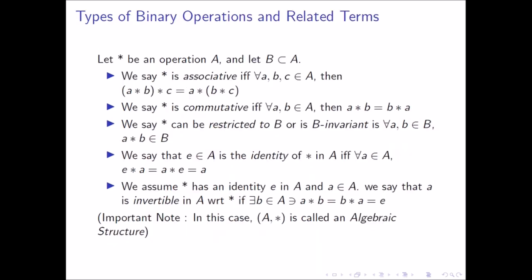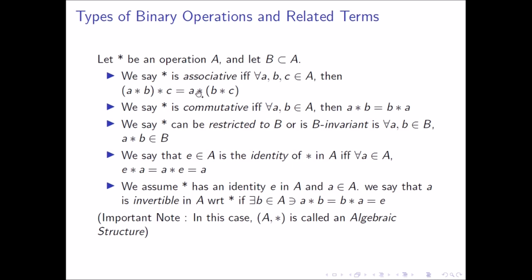So let's check a few types of binary operations. Suppose star is an operation on A and let B be a subset of A. We say star is associative if for all a, b, c belonging to A, (a star b) star c is equal to a star (b star c). So basically we first evaluate a star b, get the result, call it d, and then operate d and c together.